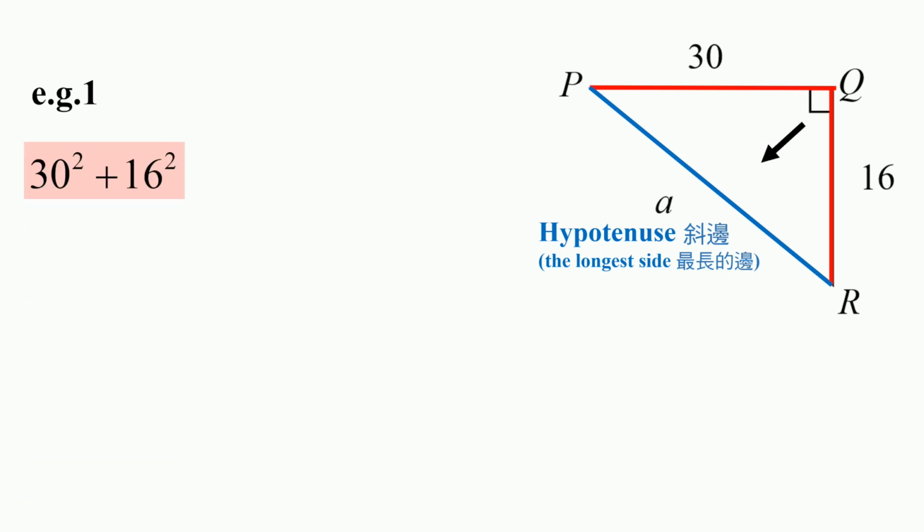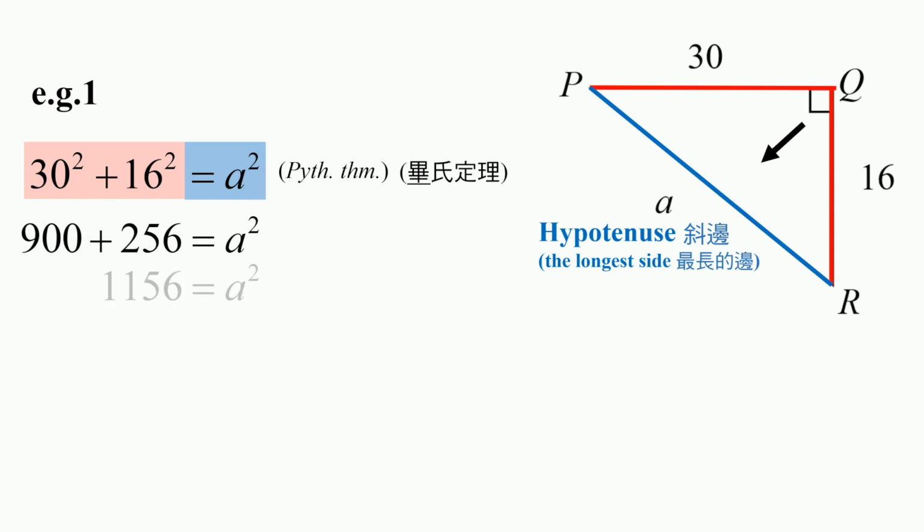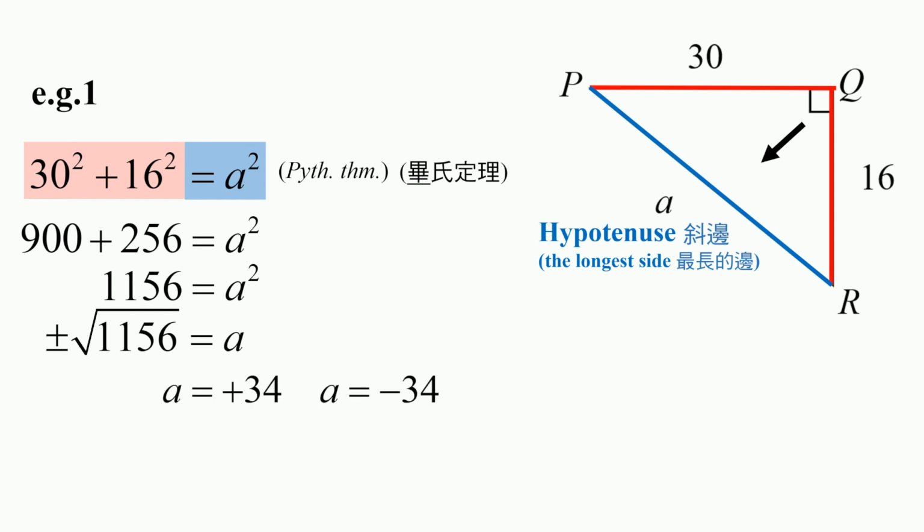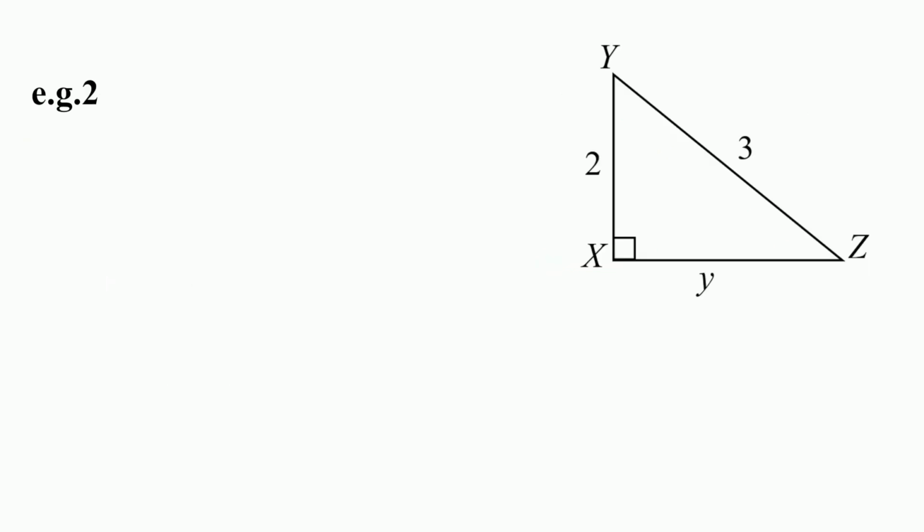So using Pythagoras' theorem, 30 squared plus 16 squared equals a squared. Remember to write Pythagoras' theorem at the end of this formula. Then calculating it, we can deduce that 1156 equals a squared. Square rooting the answer, we have a equals 34 or a equals negative 34. And since we are using a physical side, a negative one doesn't make sense, so we choose the positive 34.